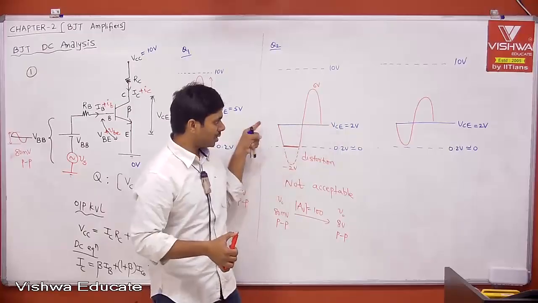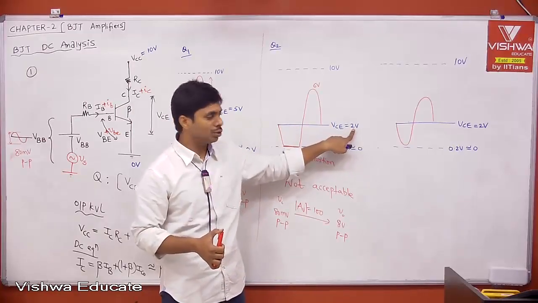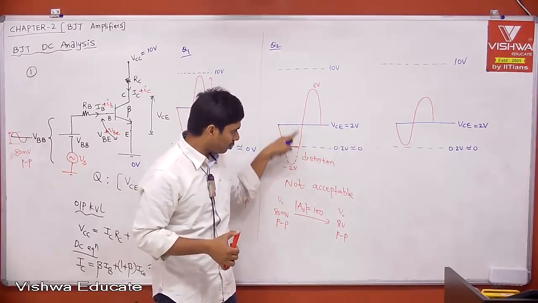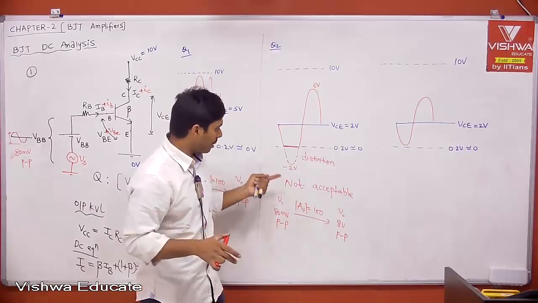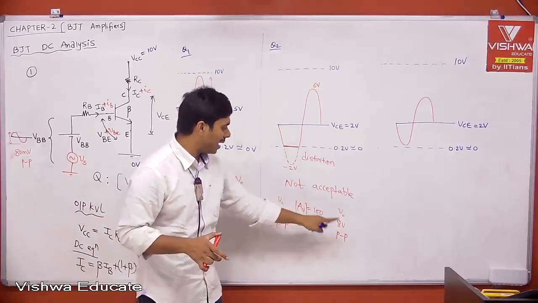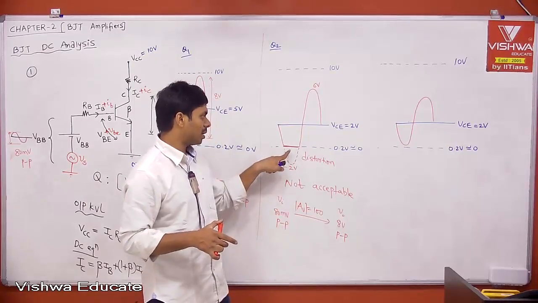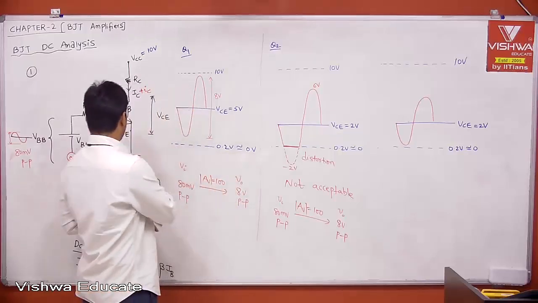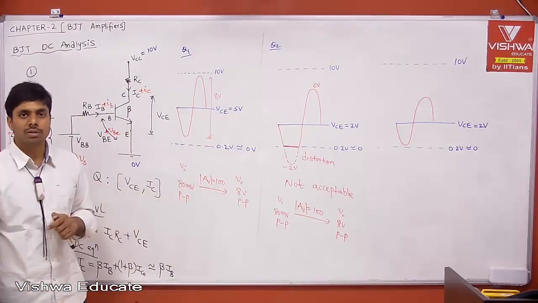But my DC voltage is 2, my operating point is at 2, so the maximum negative swing I can get is only 2, but I am expecting 4, therefore total 8. Therefore we are seeing distortion, because the minimum voltage I can get is 0 or 0.2, therefore it is almost 0.